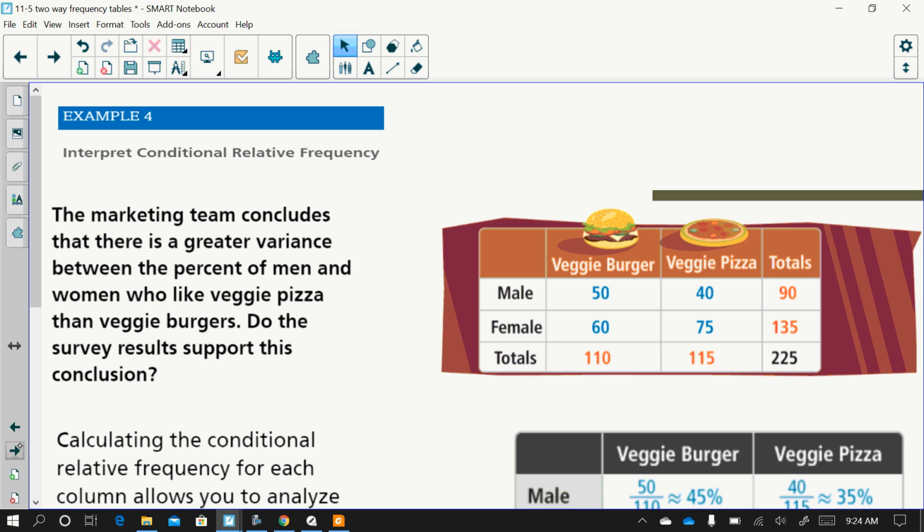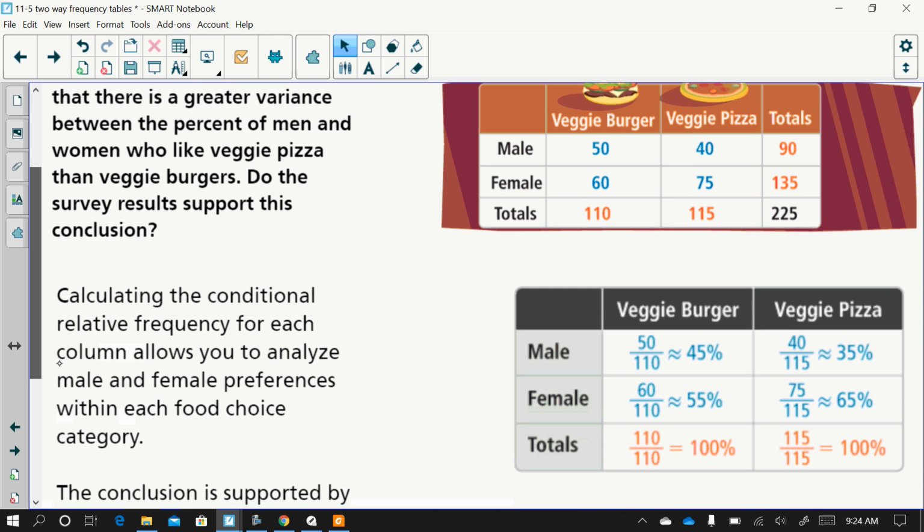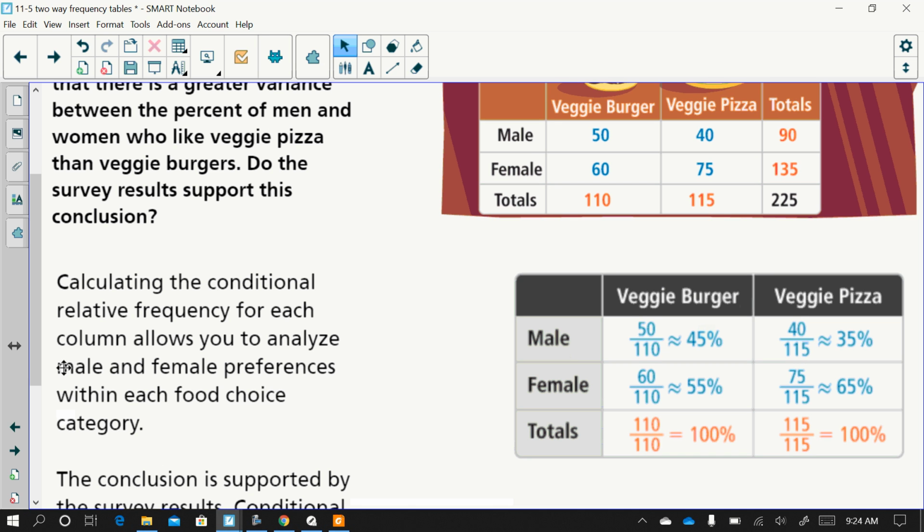Okay, still working with the veggie pizza. The marketing team concludes there's a greater variance between the percent of men and women who like veggie pizza than veggie burgers. Did the survey results support this conclusion? Okay, remember variance, how much do they vary? So to do this, we're going to calculate the conditional relative frequency for each column. This allows you to analyze male and female preferences within a food choice category.